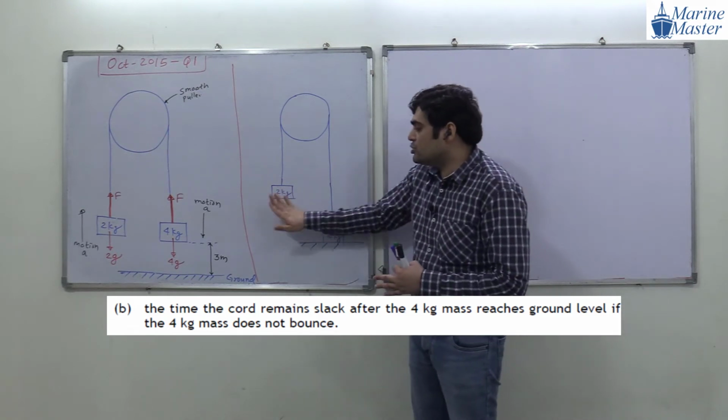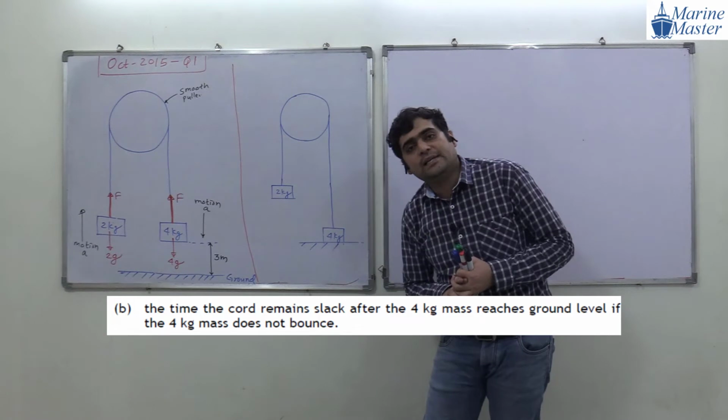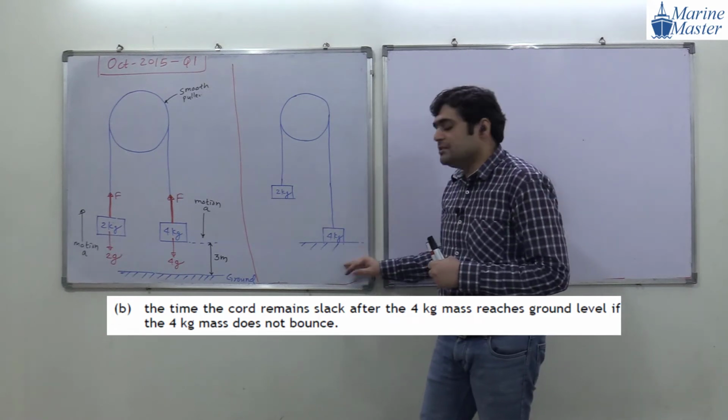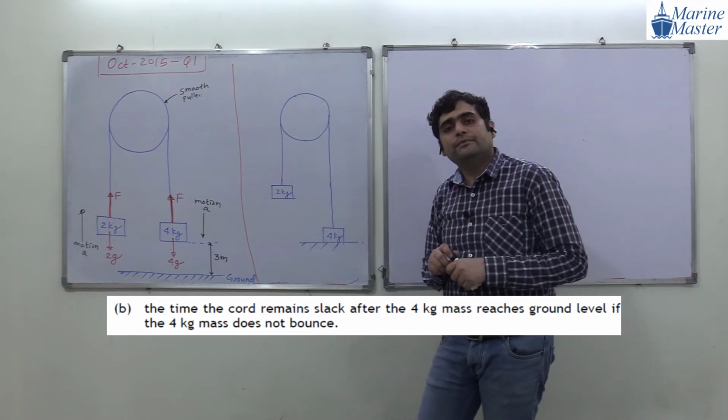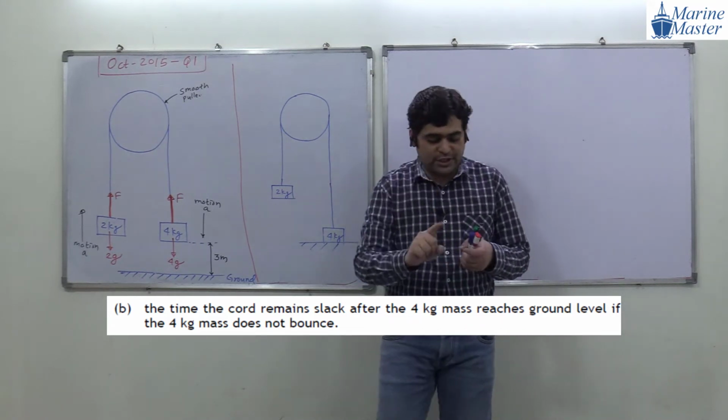But what about this 2 kg mass? When the 4 kg mass touches the ground, what will happen? This 2 kg mass has some velocity. Try to see the scenario.